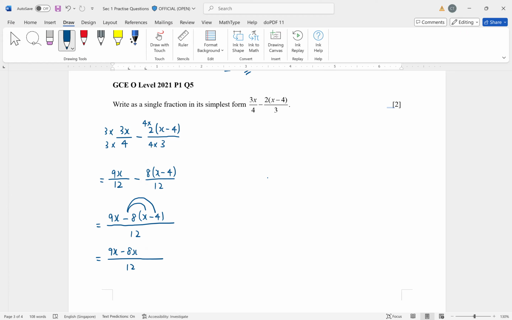That's why I don't open the bracket yet, because when you multiply, sometimes the sign may change. Negative 8 times negative 4: negative times negative becomes plus. 8 times 4 is 32. So the final answer will be 9x minus 8x, you get x, then plus 32. This will be the final answer.